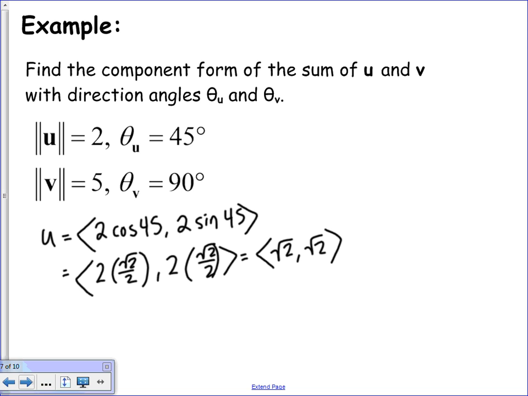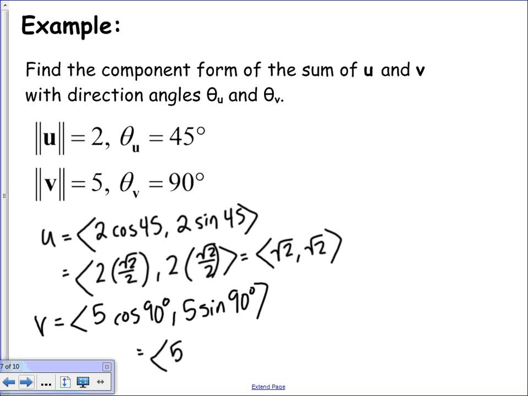And then I would repeat that process finding the component form for v. So I would do something like v equals, this time, 5 times cosine 90 and 5 times sine 90. Well, that comes out to be 5 times 0 and 5 times 1. So the component form for v is 0, 5.